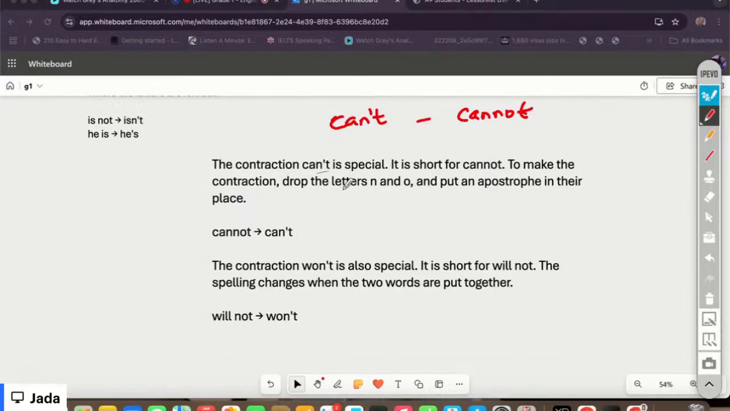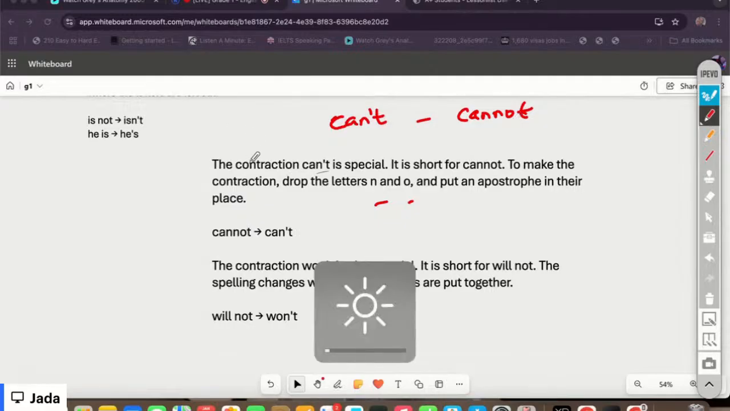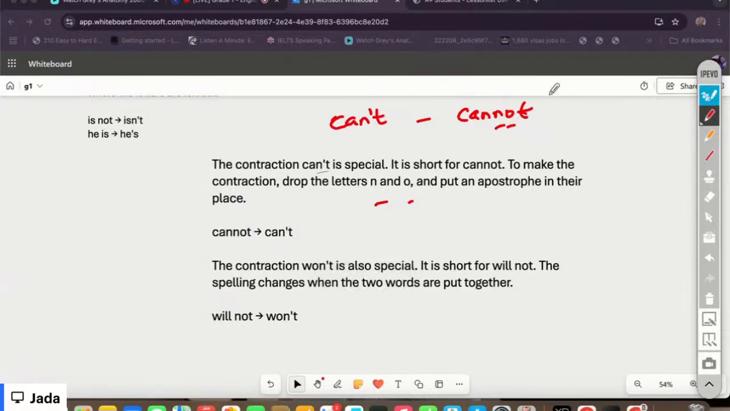To make the contraction, drop the letters N and O. So this one you're dropping two letters. Usually with the other contractions, you just have to remove one letter. So this one we remove N and O, so two, and put an apostrophe in their place. So you're removing the N and O and you're putting the apostrophe in between them. So cannot becomes can't.